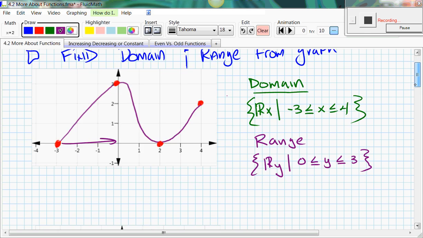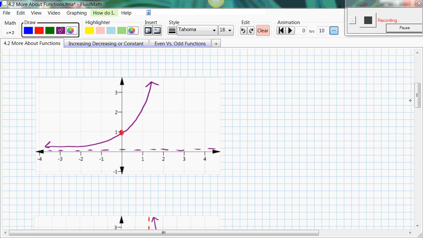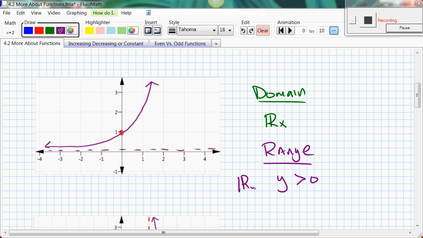Let's try this next one over here. Okay, so domain. The domain looks like it's going in both directions in the x-axis, so this is just all real numbers x. Range. The range looks like it goes y is going to be strictly greater than 0, so all real y such that y greater than 0, because the graph starts.